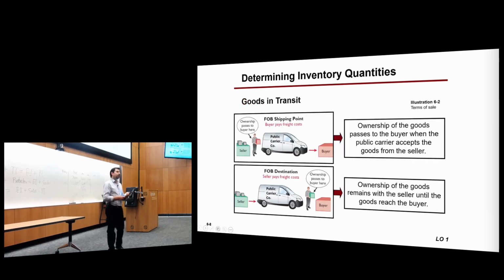So this is actually what we talked about. It's basically when the ownership depends also on the shipping itself, okay? So this is where ownership passes, and this is where ownership passes when it's FOB destination.